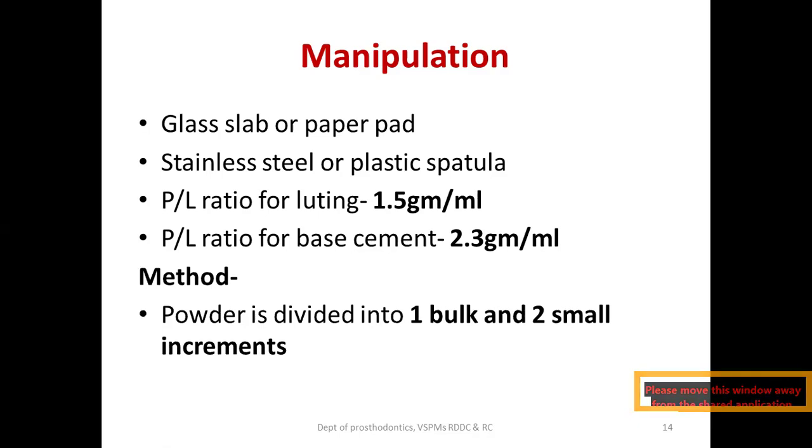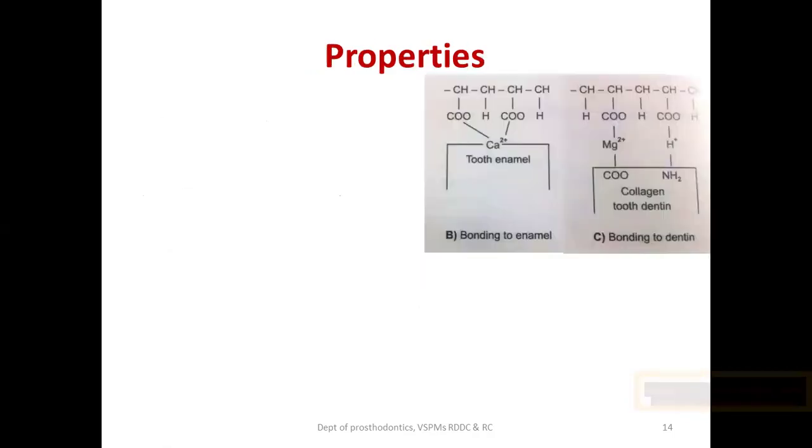Now the method is, again, a little different from the zinc phosphate cement. In the zinc phosphate we made different increments, like first small, second large, and then small increments. So here it is divided into only two increments, that is one bulk increment and then small increments. Here you can add the first amount of cement in bulk, because there is no release of heat. It is not an exothermic reaction, so that is not the issue. Then, according to the consistency required, you keep on adding the cement in increments.